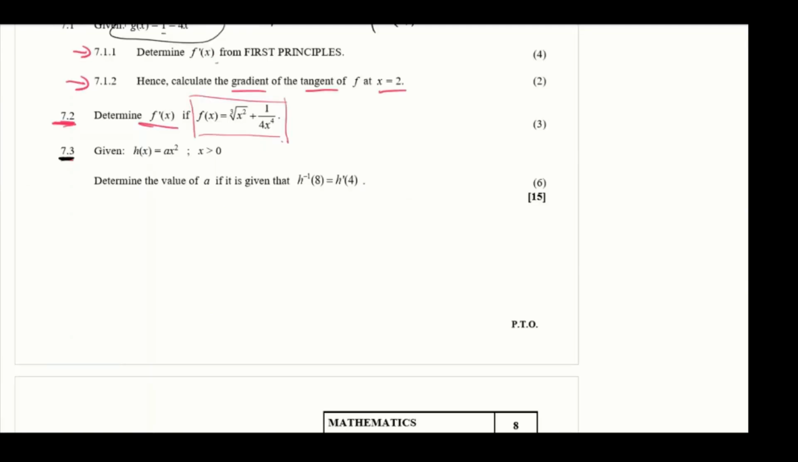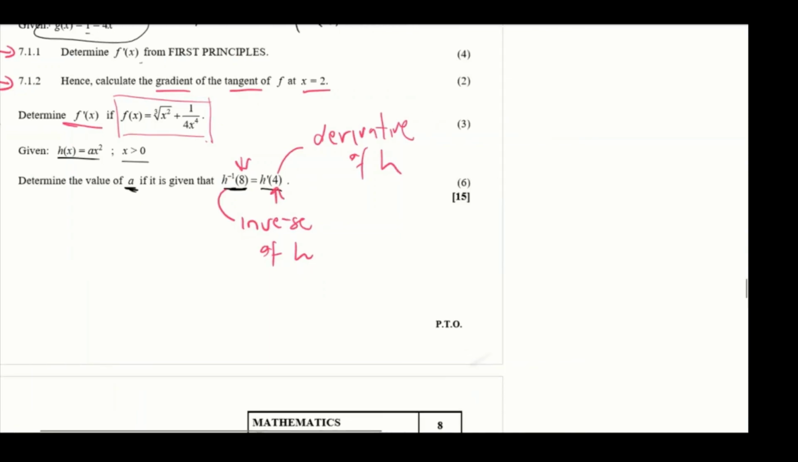7.3, we are given h of x being equals to ax squared, and we are told that x is greater than 0. So we are asked to determine the value of a if we are given h to the power of minus 1 of 8 is equals to h derivative of 4. So what you need to note is that this is the inverse of h. This is the derivative of h. So we need to find the inverse and find the derivative and substitute these values that we are given here. So that's what you're going to do here aside.